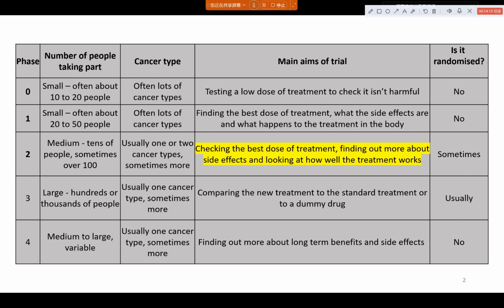The number of participants in phase 2 clinical trials is moderate, about tens of people, sometimes over 100. They usually have one or two cancer types, sometimes more. The main purpose of phase 2 trials is checking the best dose of treatment, finding out more about side effects, and looking at how well the treatment works. Sometimes it is randomized.